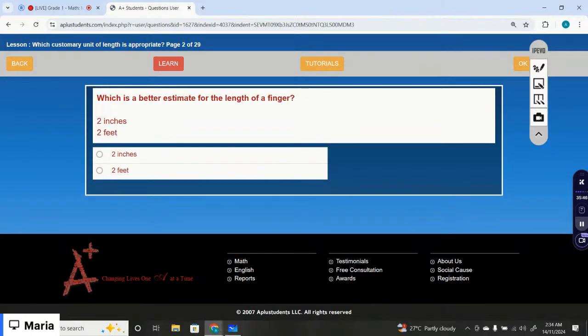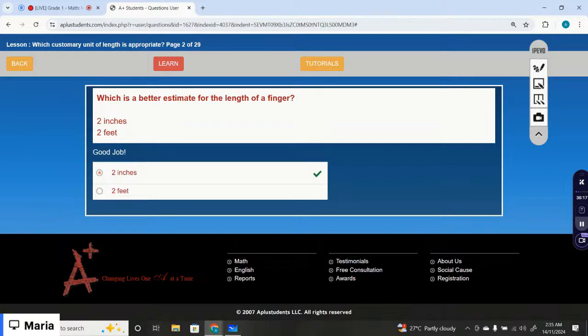Which is the better estimate for the length of a finger? So, which is the correct option? That is the length of a finger, right? So it must be 2 inches because 2 feet is too long to measure the length of the finger. Got it?